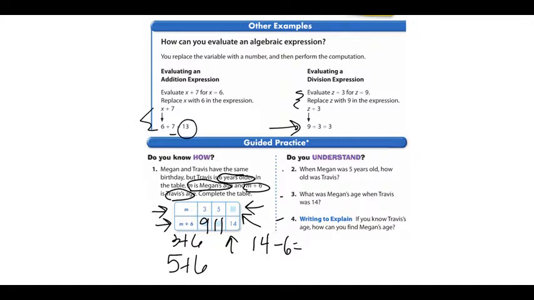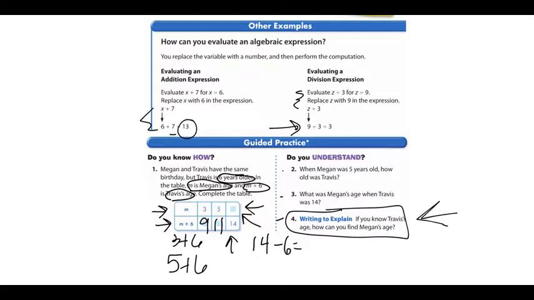So what did we just do from Travis's age? We subtracted 6 from Travis's age. So that is what you can write right here. I didn't write it for you, but I just said it to you out loud. So write down number 4.